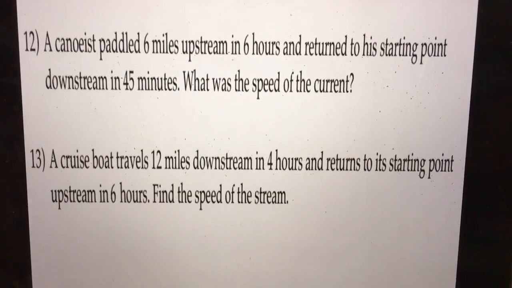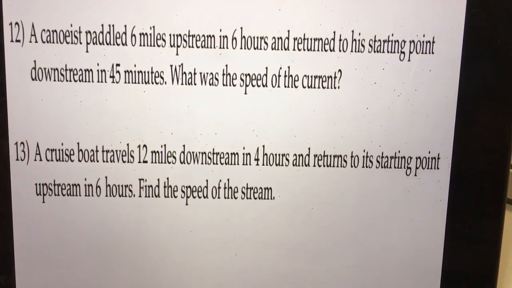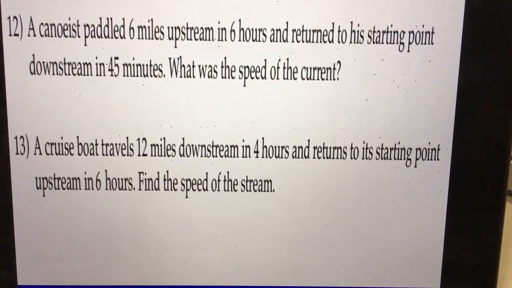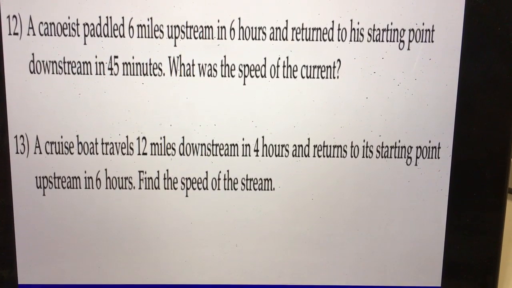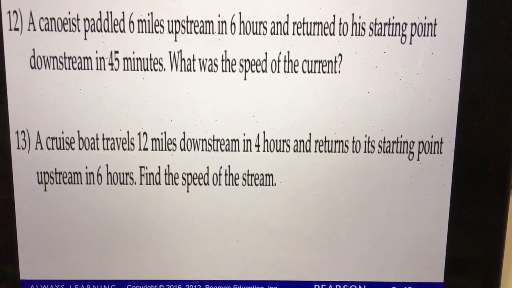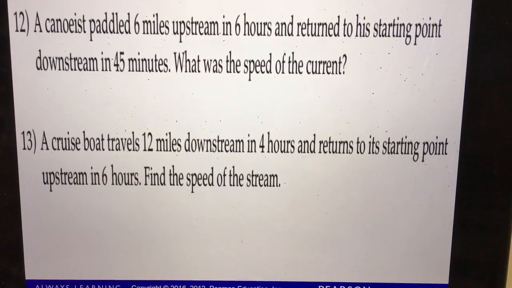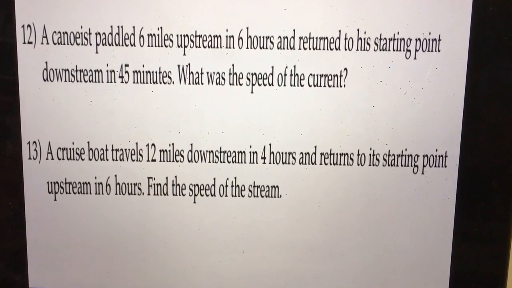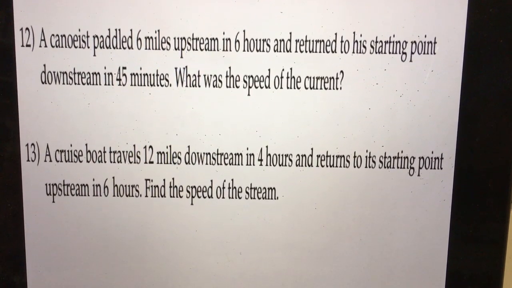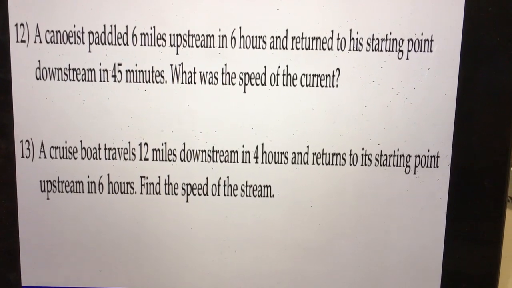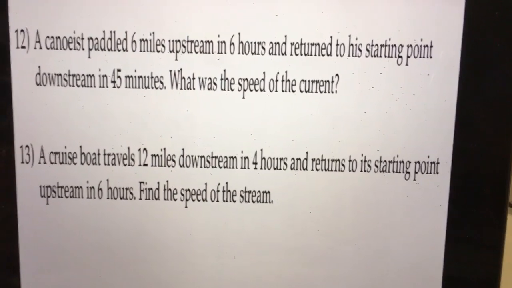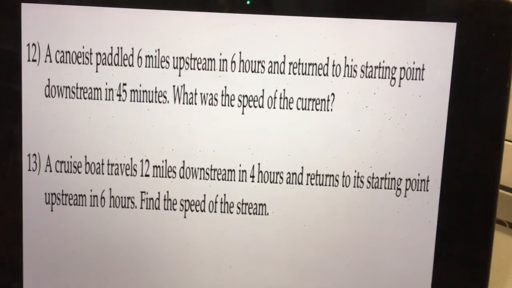It says a canoeist paddled 6 miles upstream in 6 hours and returned to his starting point downstream in 45 minutes. What was the speed of the current? Okay, so what do we know? He is paddling 6 miles upstream in 6 hours, and he returned to his starting point in 45 minutes going downstream. So what was the speed of the current?